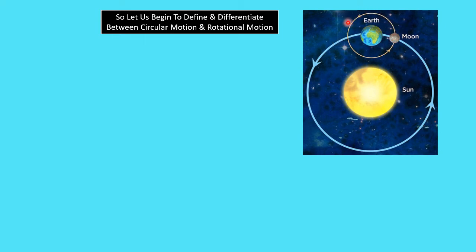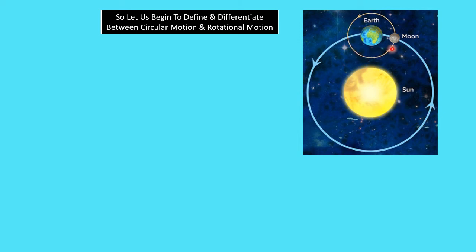It is performing a circular motion at the same time it is performing a rotational motion. But unlike Earth, the Moon's rotational motion is a bit slower. It takes 27 days to complete one rotation around its own axis, whereas Earth takes 24 hours. So when the Moon completes one circular path, that also takes around 27 days.